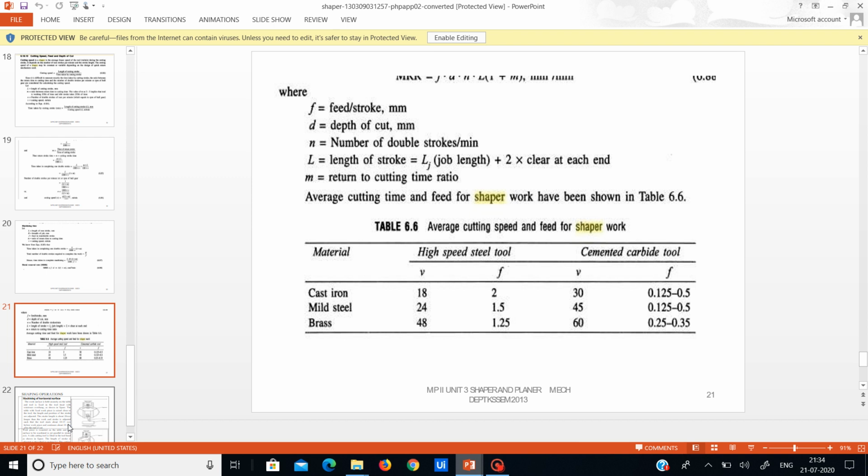Here the average cutting speed and also feed for shaper work have been shown in the table, for cast iron, mild steel and also brass. I have already told you that for the different types of materials you are having different values.